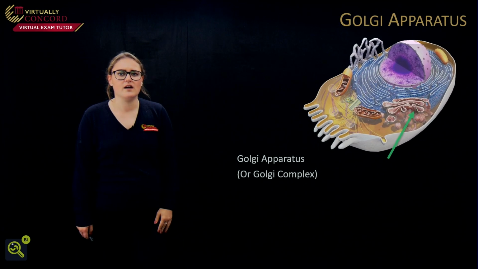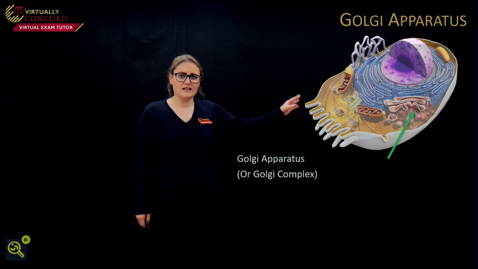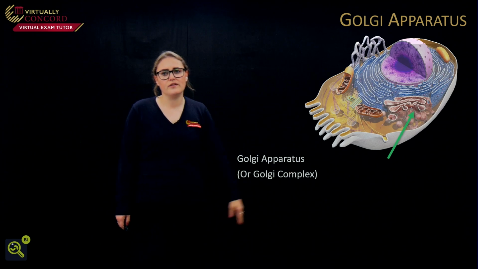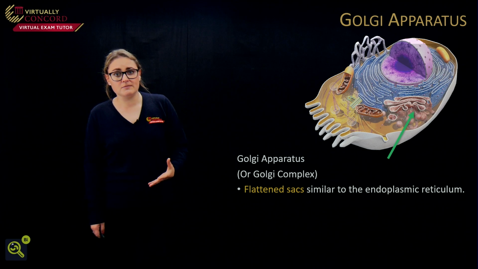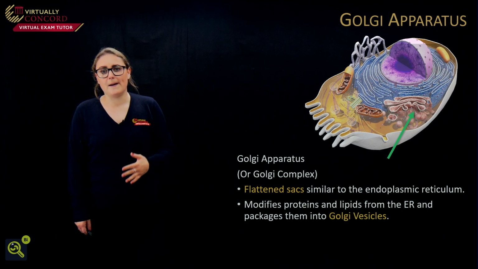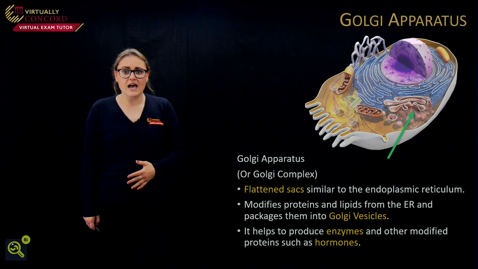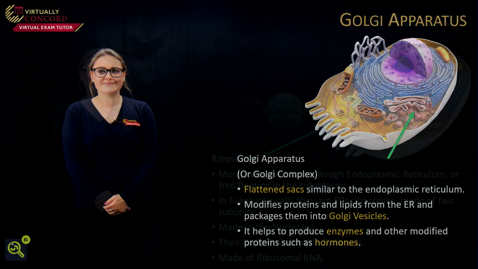Okay, let's start with our Golgi apparatus or Golgi complex. So you can see this green arrow is pointing at it over here. It's like this red section just below the endoplasmic reticulum. So it has flattened sacs that are similar to the endoplasmic reticulum. It modifies proteins and lipids from the endoplasmic reticulum and packages them into Golgi vesicles, and it helps to produce enzymes and other modified proteins such as hormones.